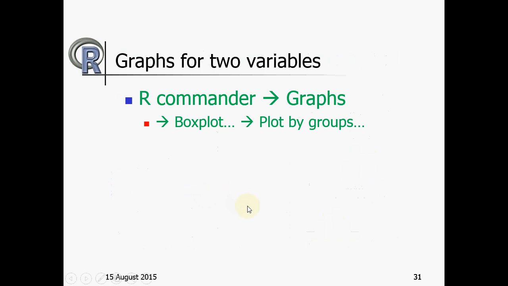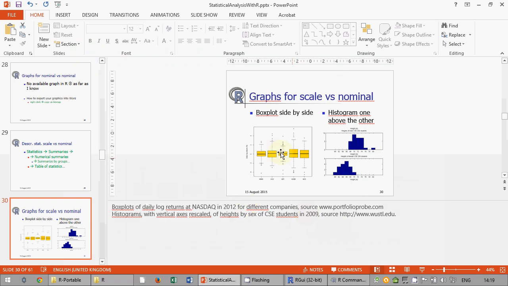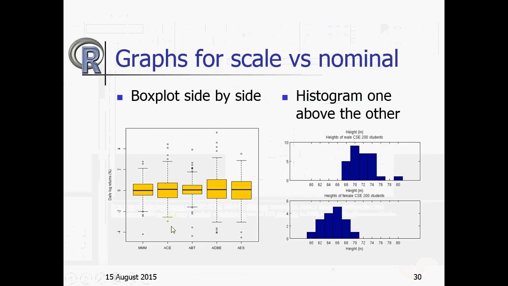These in particular are the boxplot of daily log returns at Nasdaq 2012 for different companies. So there are log returns for some different companies. You can see this one has a much less variability, and this much more. So this one is more risky, we say in finance. This one less. You can see the median is almost zero for all of them. So what you earn is more or less the same. This one you risk less. This one you risk more.